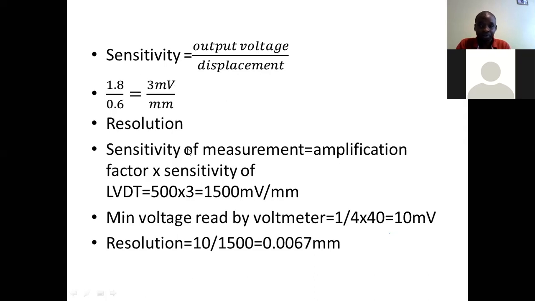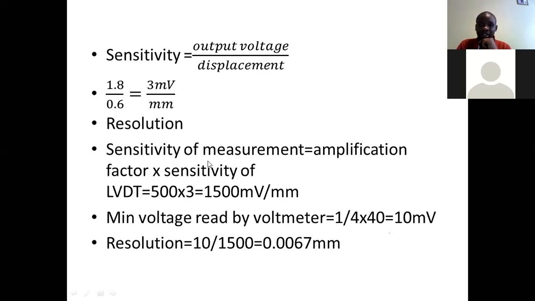What about the resolution? Resolution, we were able to say, is the smallest change in the input which can be measured. And we're going to obtain that by, first of all, getting the sensitivity of the measurement. The sensitivity of the measurement will be the amplification factor times the sensitivity of the LVDT, which you have obtained to be 3 on this end. That 3 multiplied by 500 will be amplified to 1,500 millivolts per millimeter. So that is the sensitivity of the measurements.